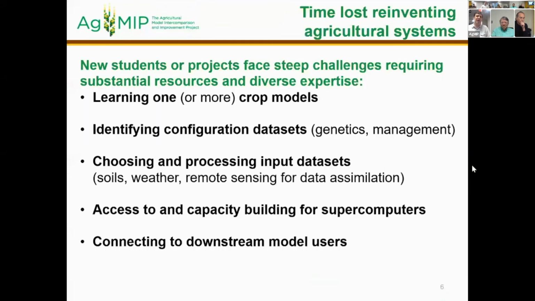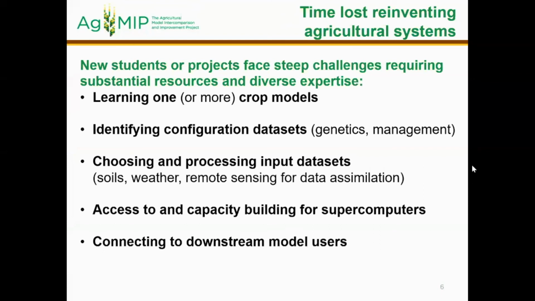So one of the challenges in doing this is that there is a lot of time lost in what I'll call reinventing agricultural systems from a crop modeling perspective. So if you put yourself in the shoes of a new student or a newly funded project that is trying to get into this area, there are a lot of really steep upfront barriers or challenges that you have to overcome. And these require substantial resources and diverse expertise that are often too much to place on the shoulders of a small group or a single student even.